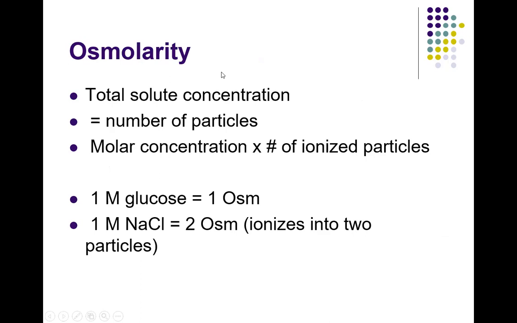When we look at osmolarity, remember molarity was a concentration. So if you had a 1 molar acid or a 5 molar acid, the 5 molar acid had more moles in it, so it was a more concentrated solution, or more concentrated acid. Osmolarity looks at the total number of solute particles in that solution.